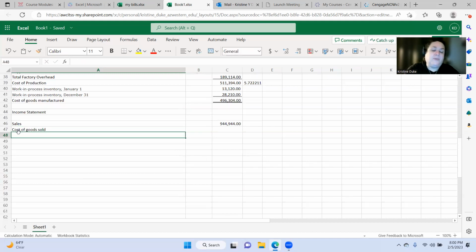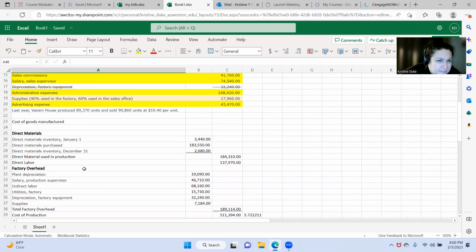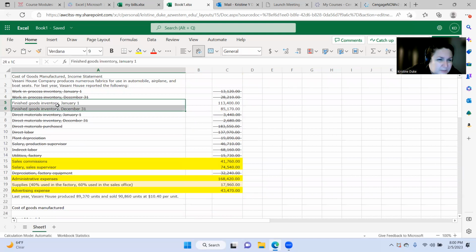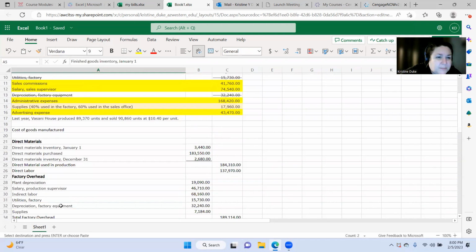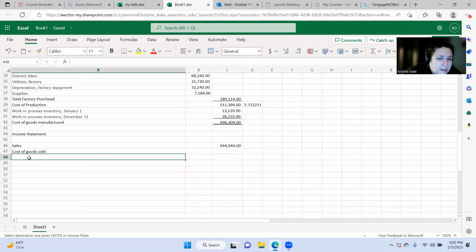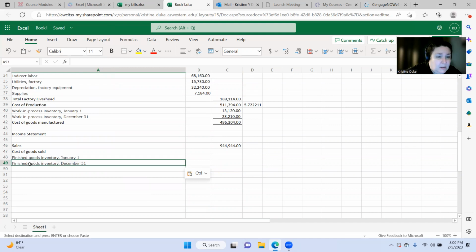Okay, so we have our beginning working. We have our beginning finished goods. I'm just going to grab these real fast and I'm going to copy them. And then you're going to see me do something kind of sneaky. I'm going to put that puppy down. And I'm going to put my cost of goods manufactured.